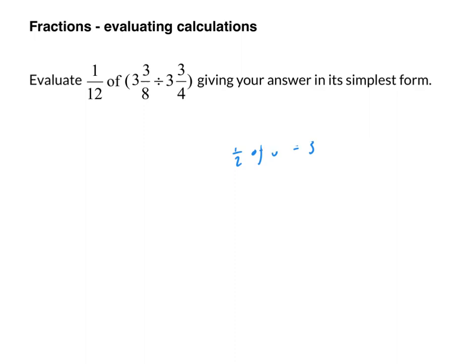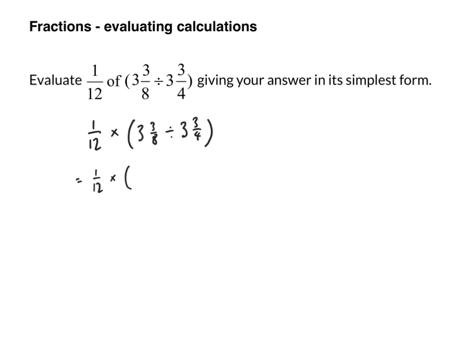So I can rewrite this to begin with, getting rid of that word "of". 1/12 multiplied by (3 3/8 divided by 3 3/4). I'm going to close my brackets there. I'm not going to touch the 1/12 or the multiplication. I'm going to deal with what's inside the brackets first.